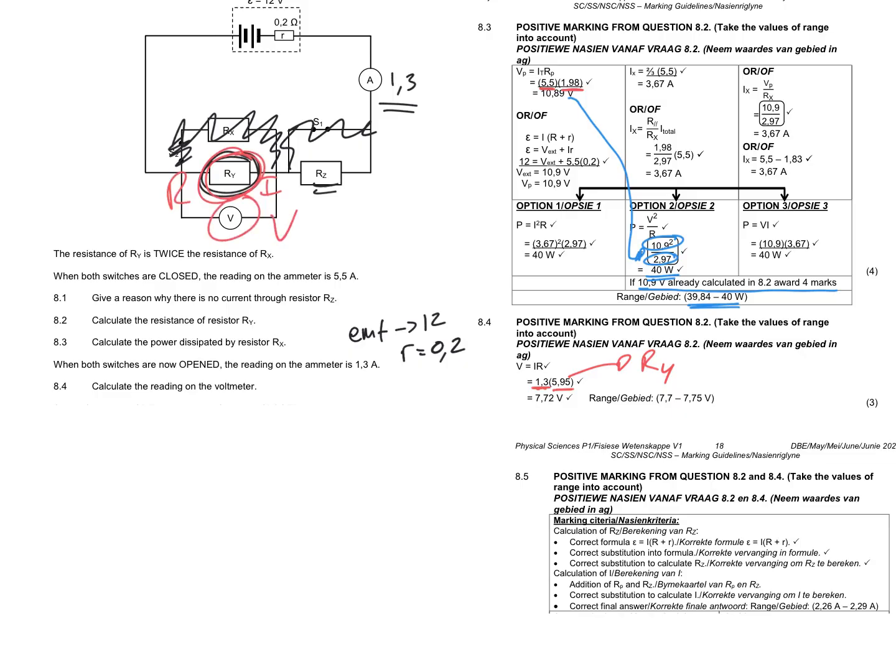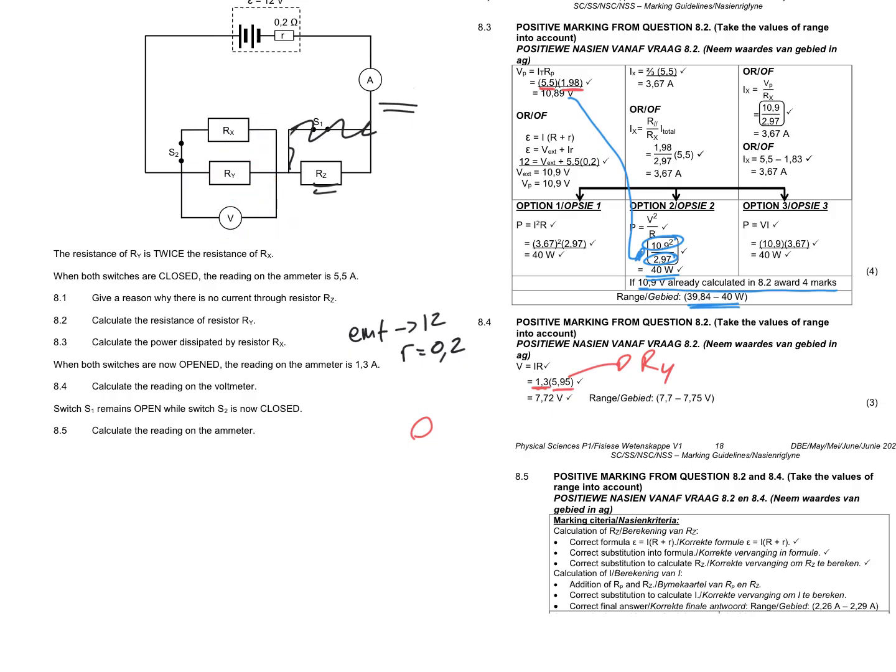Finished. Then 8.5, you need to work out the ammeter reading if you close S2 and you open S1. So now what we're doing, you need to work out the ammeter reading. This is a nice question. You need to work out the ammeter reading if you have all 3 resistors.